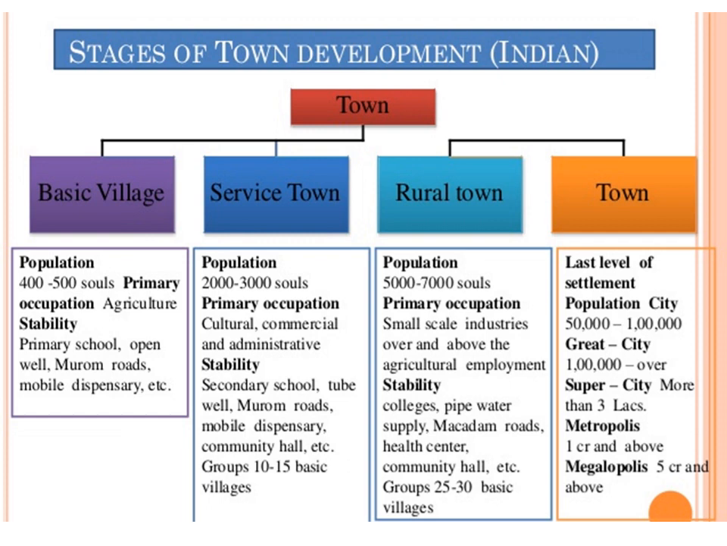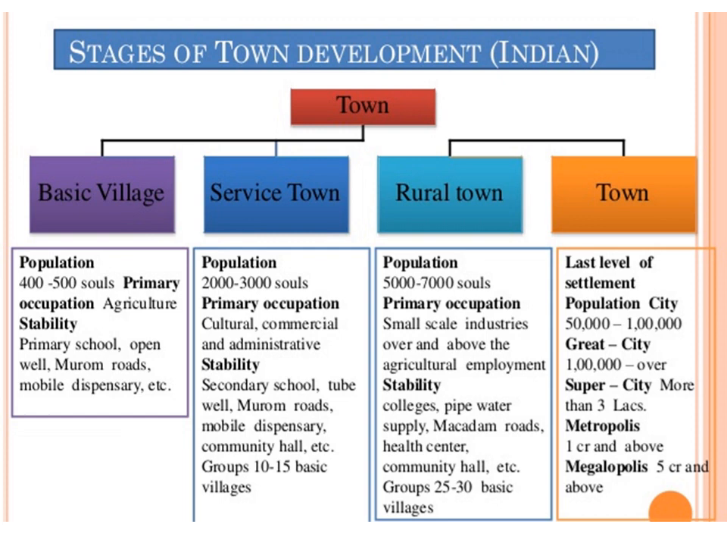the necessary population is ranging from 2,000 to 3,000 souls, where cultural, commercial and administrative spaces are to be provided. Even secondary school, tube wells, murum roads, mobile dispensary, community halls etc. should be provided for 10 to 15 basic villages.